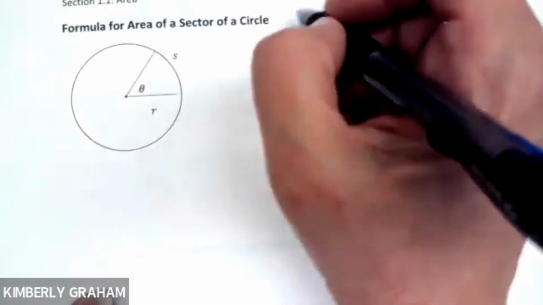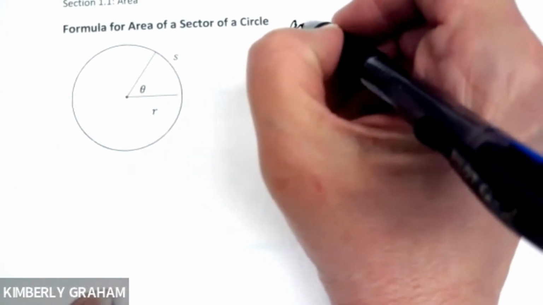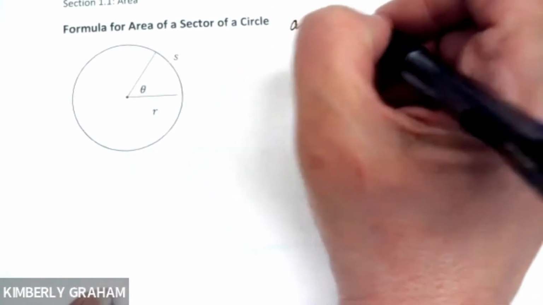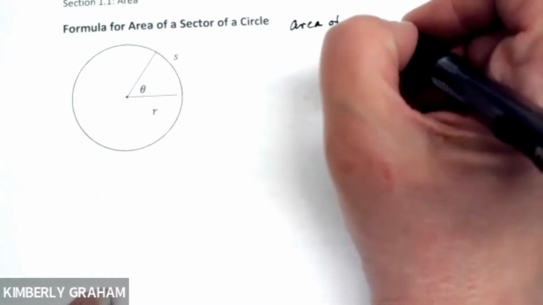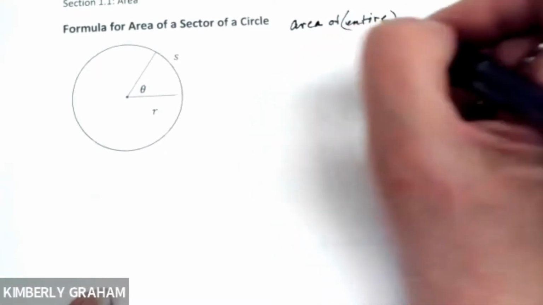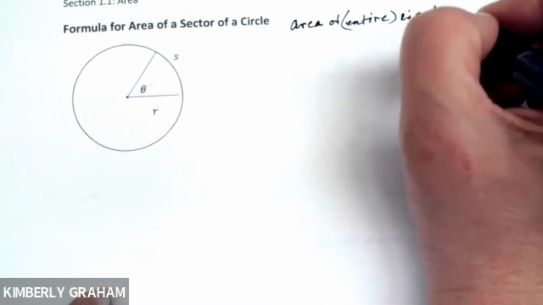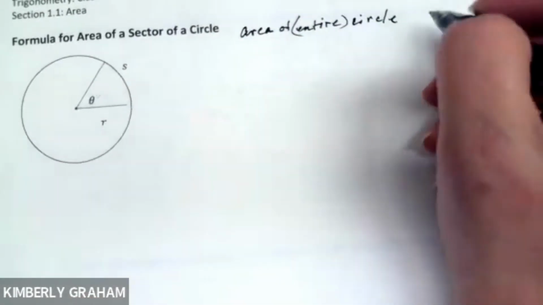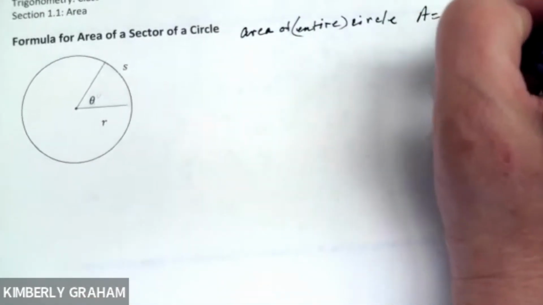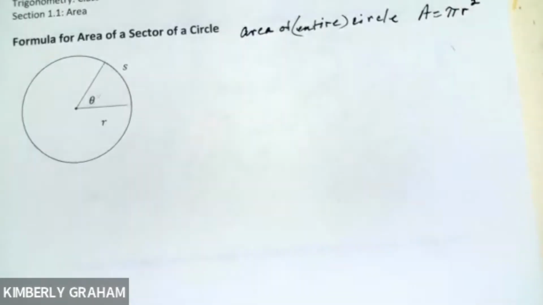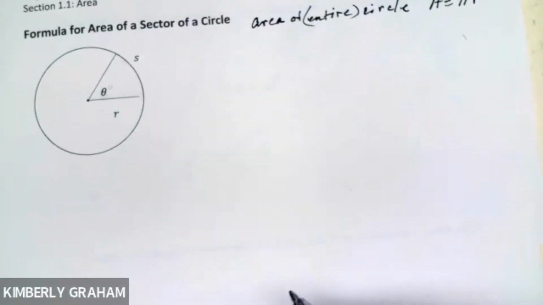Okay, area is going to be similar to what we just did a while ago. First of all, I'm going to write area of the entire circle. You don't have to put that word entire. I just want to emphasize that. Area is pi r squared. Okay, that's the area of the entire circle.